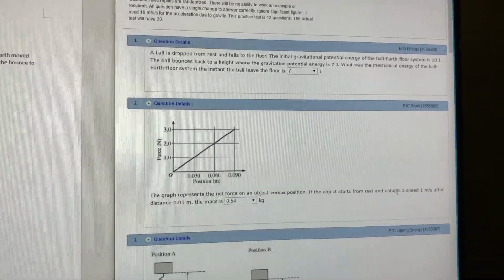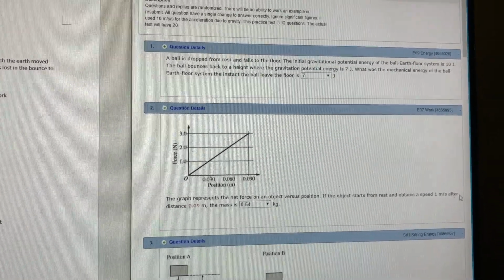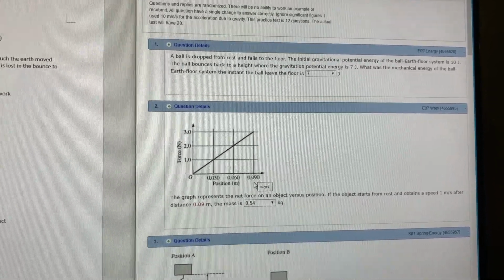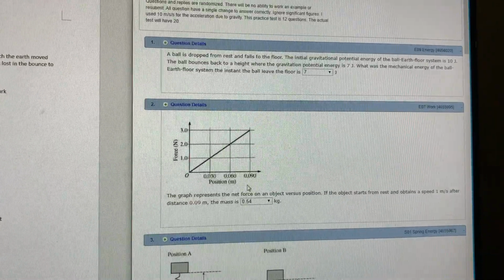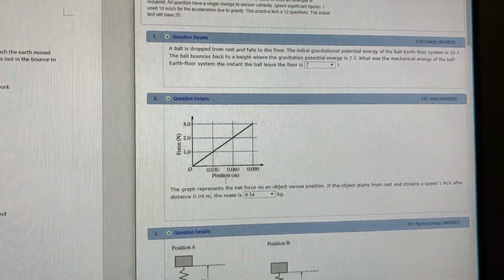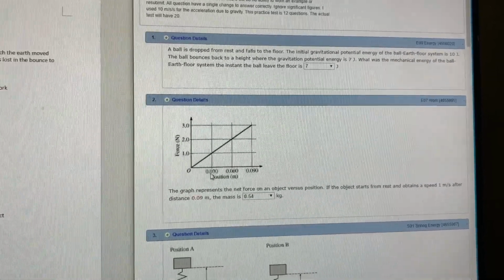So the graph represents the net force on an object versus position. If the object starts from rest and obtains a speed of 1 meter per second after this distance, 0.09, find the mass. So, gee, how am I going to do this here? Well, it's not telling us it's a spring, but I have force, I have position.